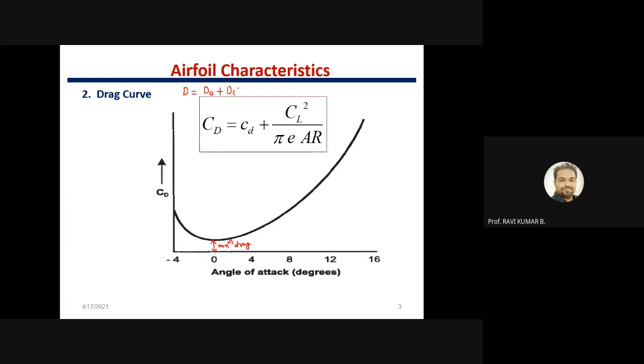Beyond this, there will be an abrupt increase in drag. It will keep on increasing until full separation happens. Full separation occurs near 16 degrees, as I said. In most airfoils, whether symmetrical or asymmetrical, at or near 16 degrees there will be complete separation from the top surface.